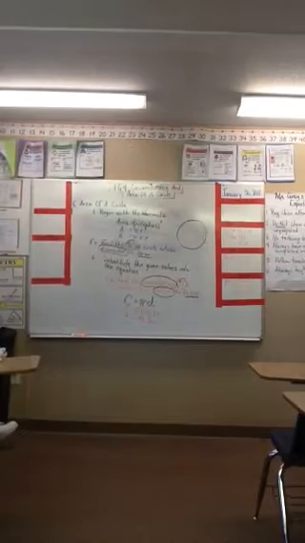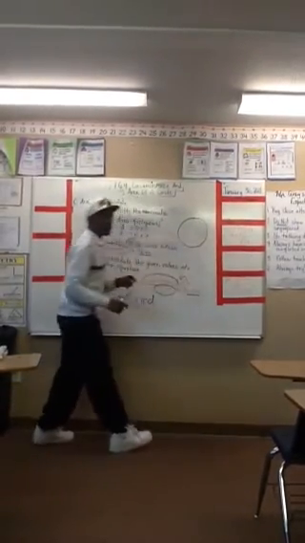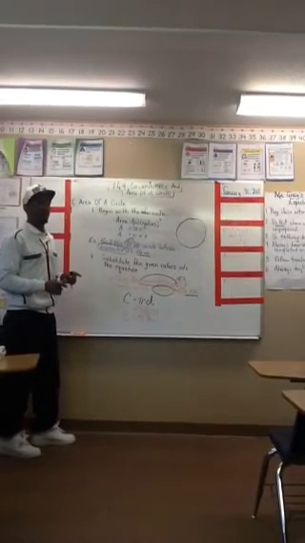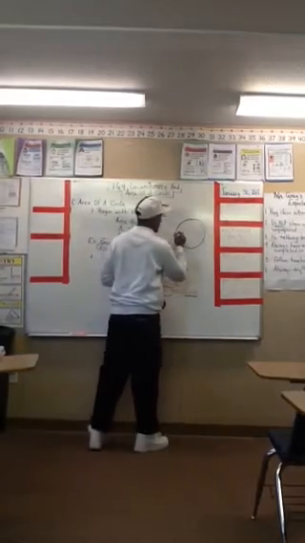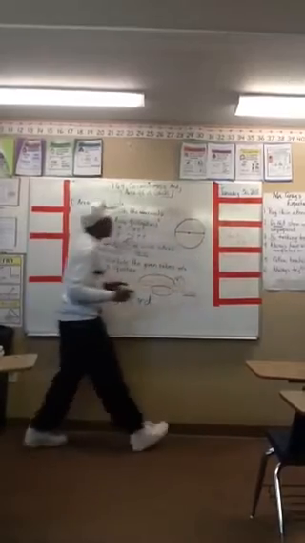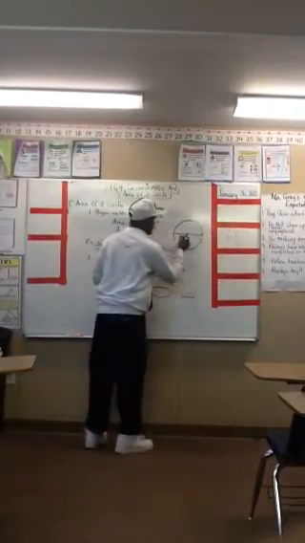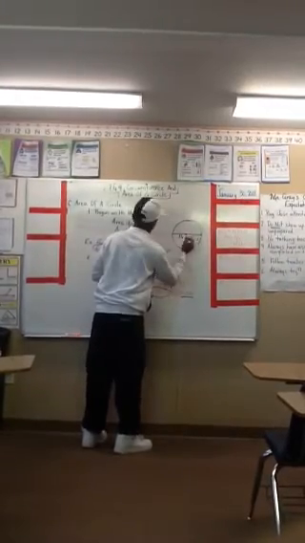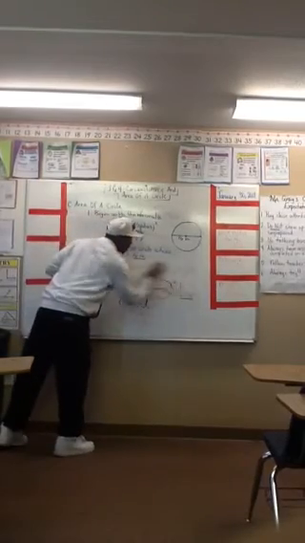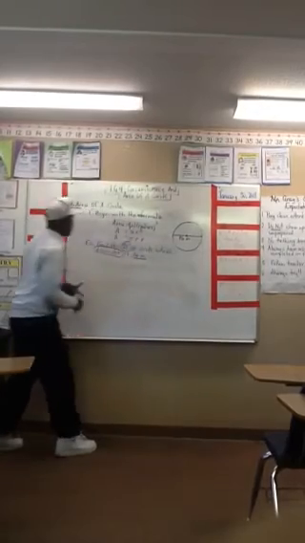Diameter, Jacorian, what's diameter look like? Does diameter go all the way across the circle or halfway? Halfway. Is he right? No. Which one goes halfway? The radius. The diameter goes all the way across. How long is that diameter? 16 inches. Just remember that. Go back to your formula.